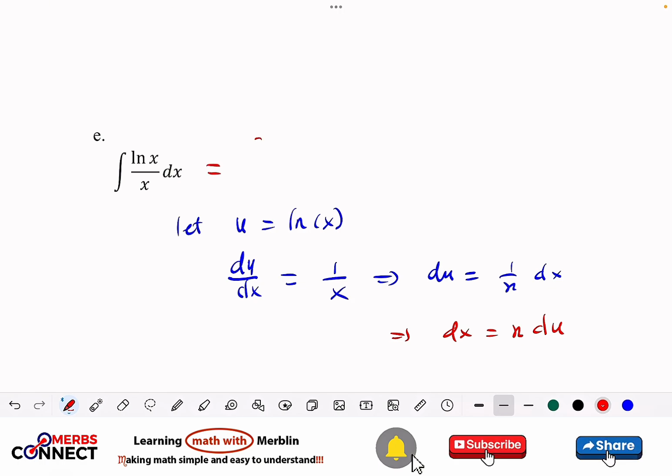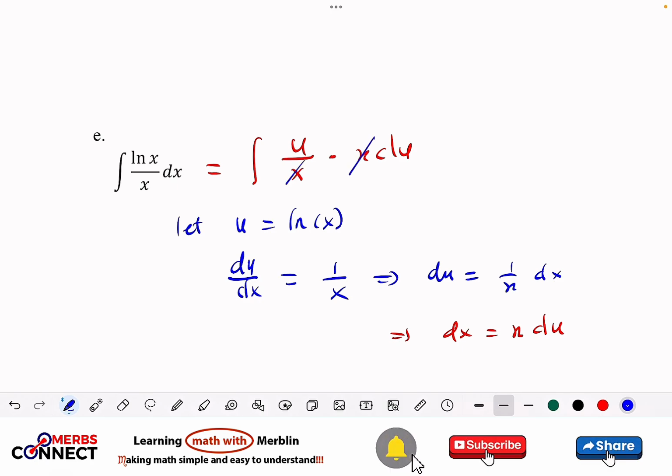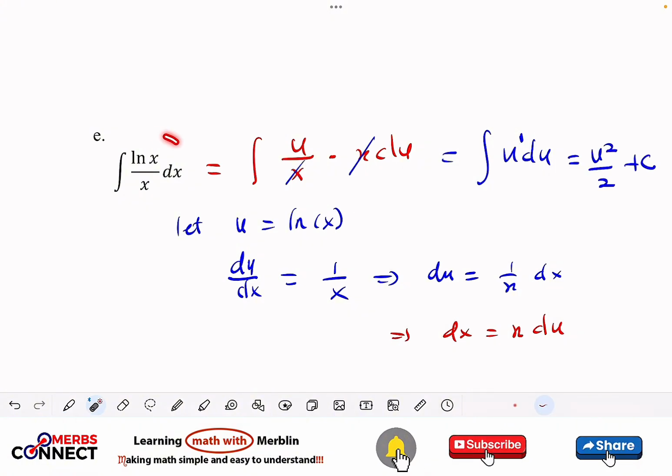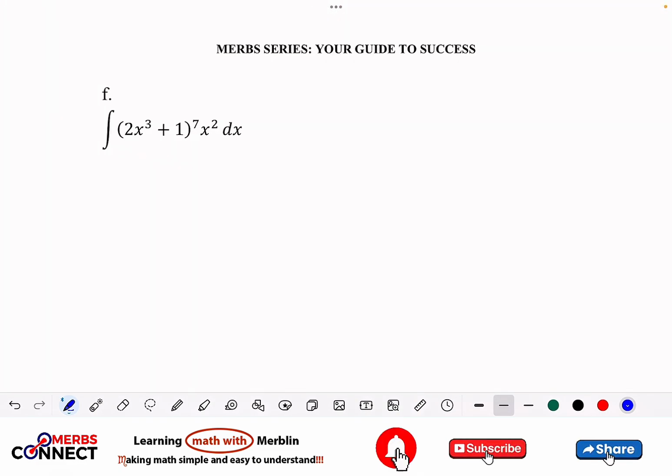So this will help me to write this one as u divided by x times dx is this. So I'm going to have x du, and then the magic happens, and I'm going to have integration u, and this is to the power 1, so this is going to give me u squared divided by 2 plus c, and u is equal to the ln function. So finally I'm going to have ln of x all squared, plus c, divided by 2. So that's what I'm going to get for E. Let's take F. I think we are almost done.